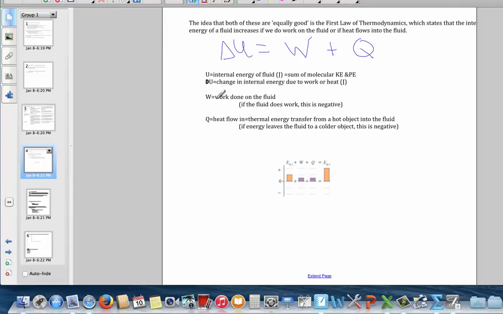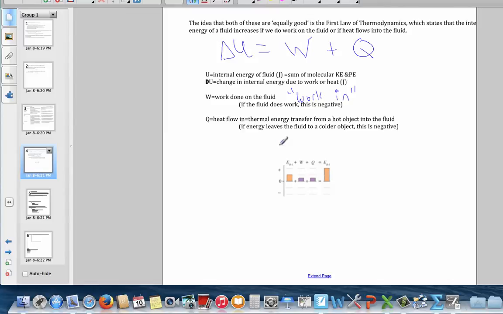Now, in our definition of work, we're looking at the work done on the fluid. This is going to be work in, right? If you do work on the fluid, that increases the internal energy of the fluid. It's also possible that the fluid itself does work. And when the fluid itself does work, the internal energy will go down. So we could look at the bar chart here.